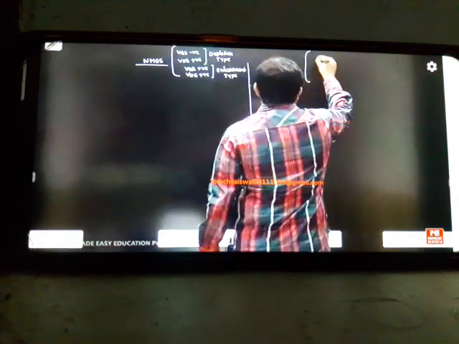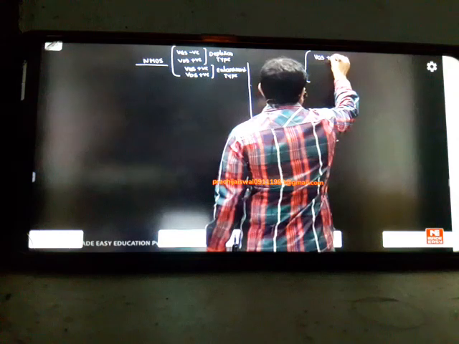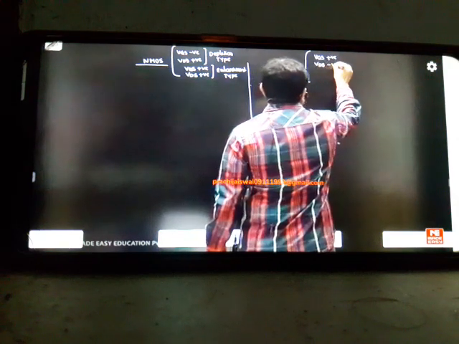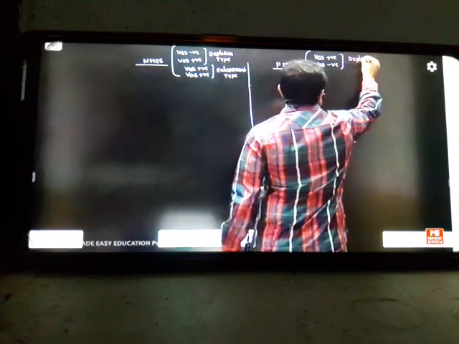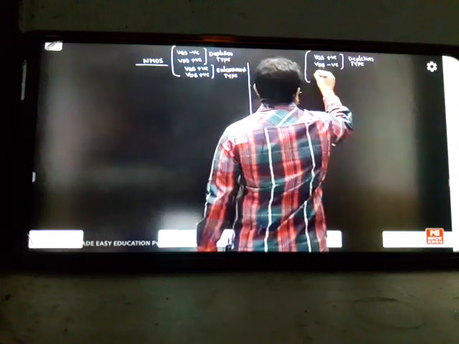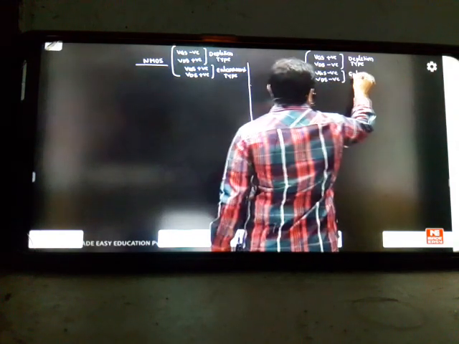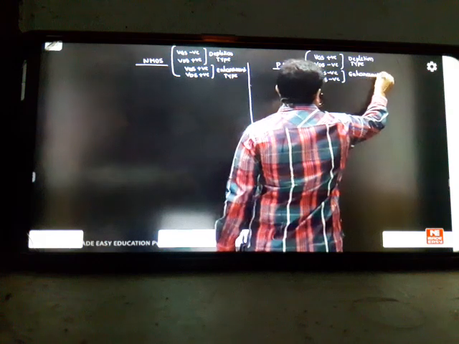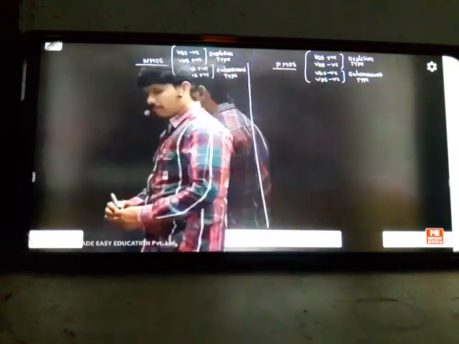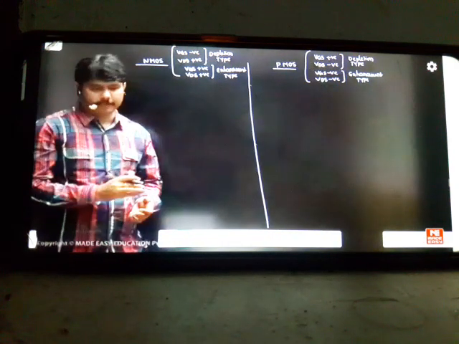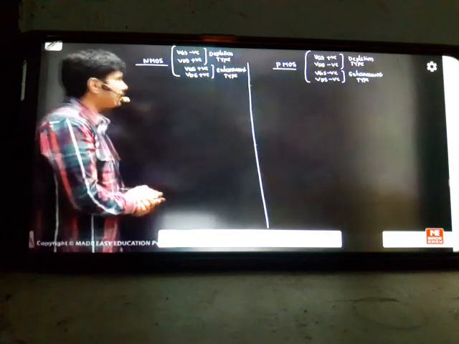In PMOS, if VGS becomes positive and VDS becomes negative, we call this depletion type. And if VGS is negative and VDS also negative, we call it enhancement type. These are very important sign techniques which will decide the type of MOSFET.